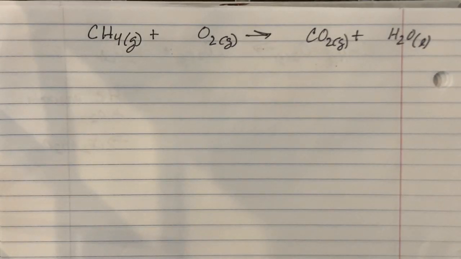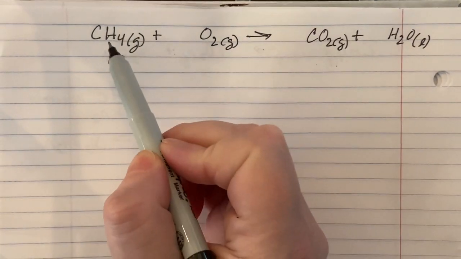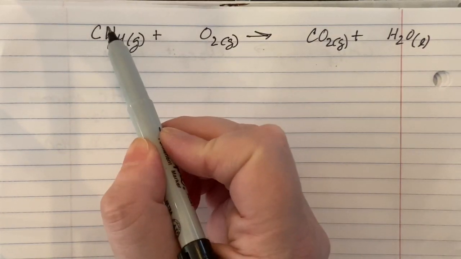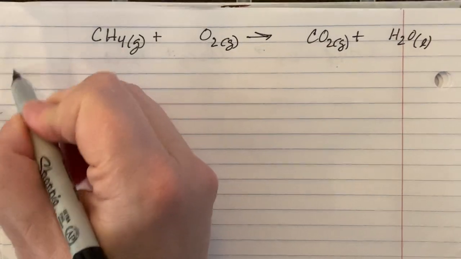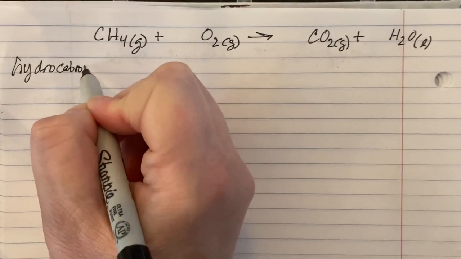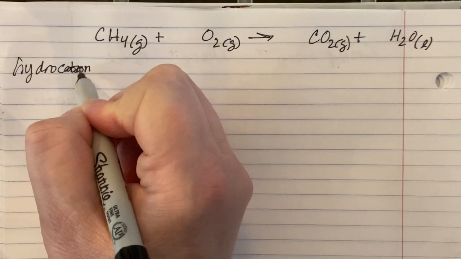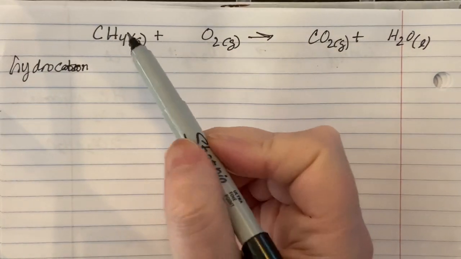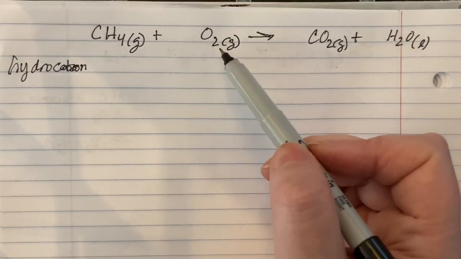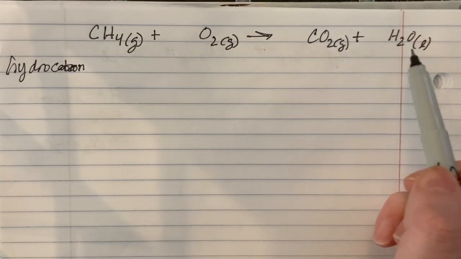Hello, we're doing combustion equations today, and we're going to be balancing combustion equations. The first thing is to make sure that you can recognize it's a combustion equation, which means you have any combination of C's and H's here, okay? And that's a hydrocarbon. In this case, our hydrocarbon is methane, or carbon tetrahydride, plus oxygen yields carbon dioxide and water.